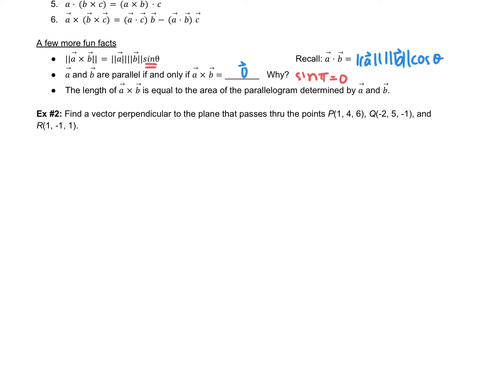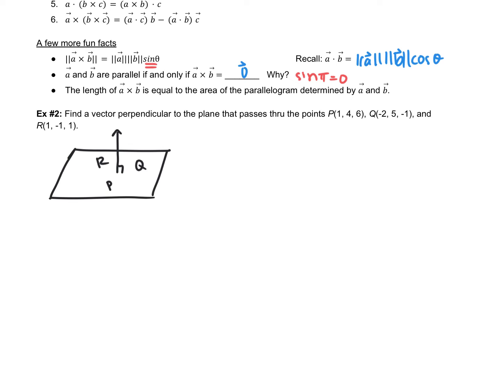Okay, so next thing we're going to look at is applying some of these ideas. We are going to find a vector perpendicular to the plane that passes through the points P, Q, and R. First thing that I'm going to do is draw myself a picture. Let's say that this is my plane, and remember a plane is determined by 3 points. Maybe you learned that in geometry, although I know that was a while ago. And let's say I have those 3 points. I am looking for a vector that is perpendicular to this plane.